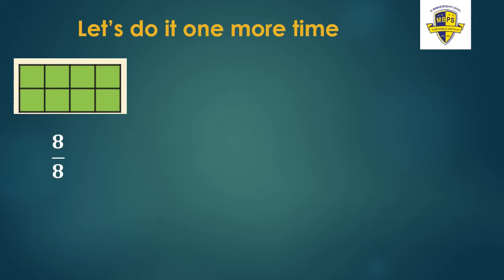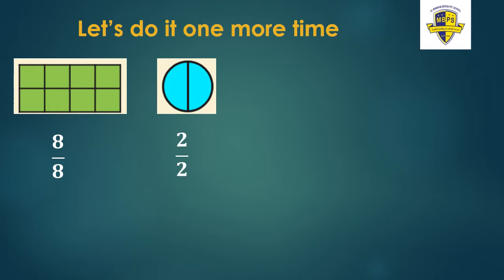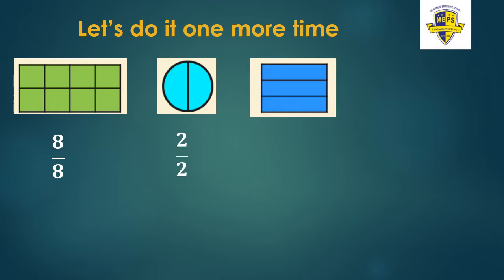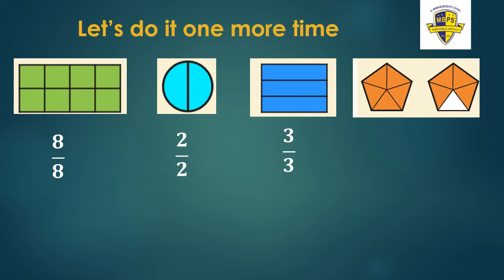Okay, now let's do it one more time. Who can tell me what is the fraction of the green part? Excellent, it's 8 out of 8. And here, what is the fraction of the blue parts? Good, 2 out of 2. The third one, what is the fraction of the shaded parts? Good, 3 out of 3. And here, what is the fraction of the brown parts?